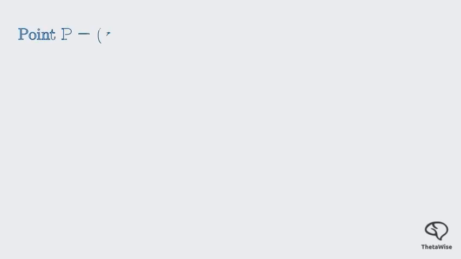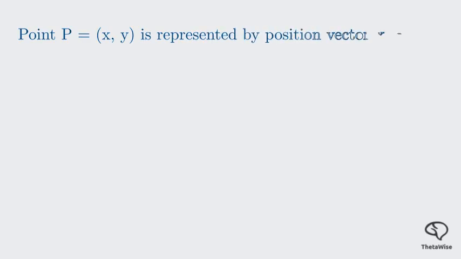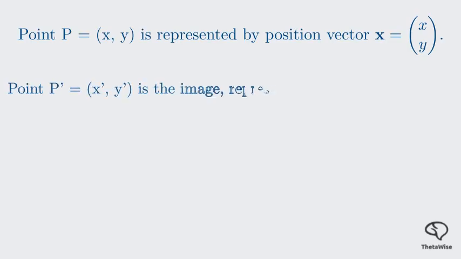Let's say we have an object point P with coordinates x, y. We can represent this point as a position vector, which we'll call x. After a transformation, this point moves to an image point P' with coordinates x', y', represented by the image vector x'. The relationship between the object vector and the image vector defines the transformation.